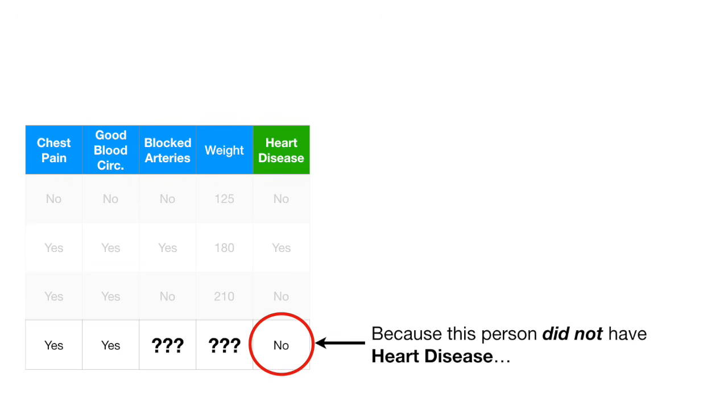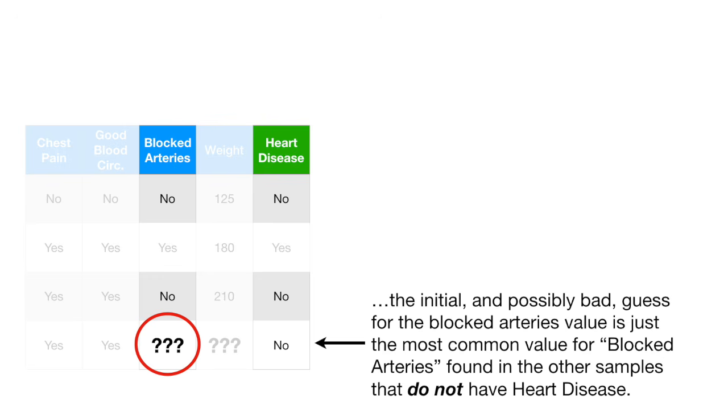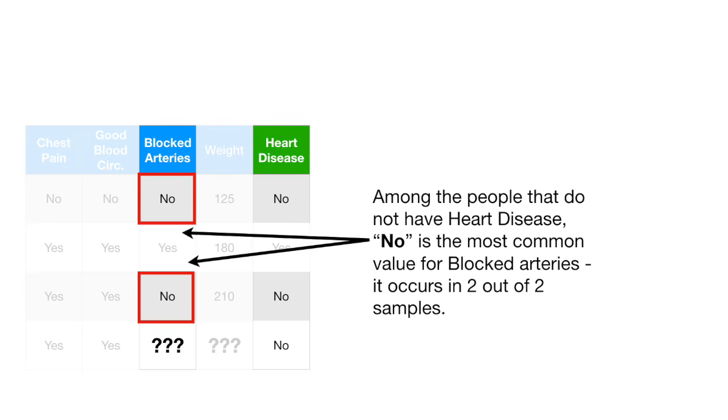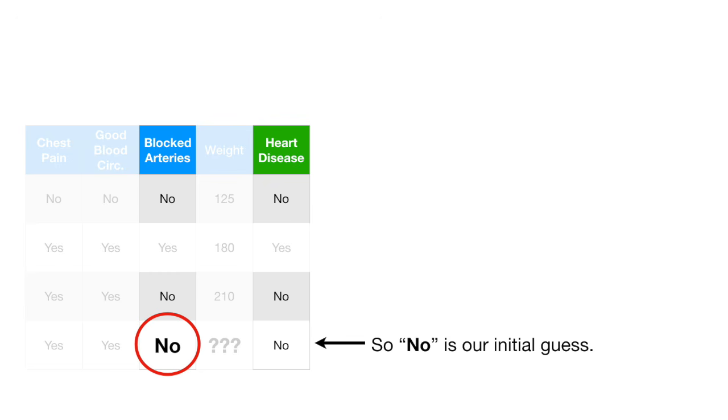Because this person did not have heart disease, the initial, and possibly bad, guess for the blocked arteries value is just the most common value for blocked arteries found in the other samples that do not have heart disease. Among the people that do not have heart disease, no is the most common value for blocked arteries. It occurs in 2 out of 2 samples. So no is our initial guess.